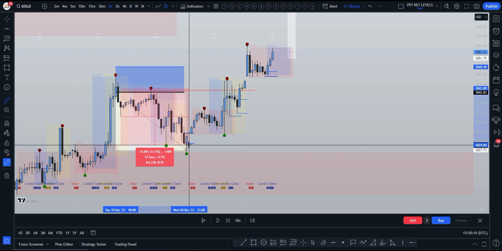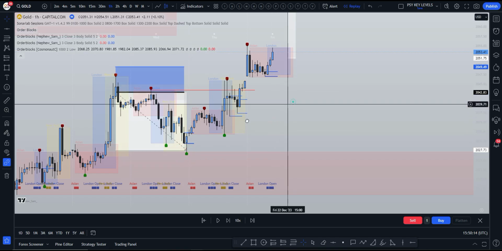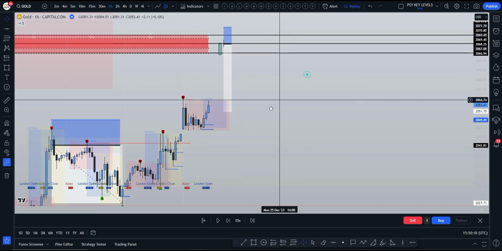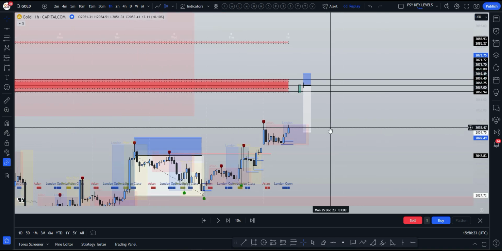This would have taken us 1 day and 5 hours to get to this. One day and 3 hours for a 1 to 2. If you've got the patience, great, you can do that. But you gotta backtest this. That's why backtesting is so important, guys. You have to backtest this.